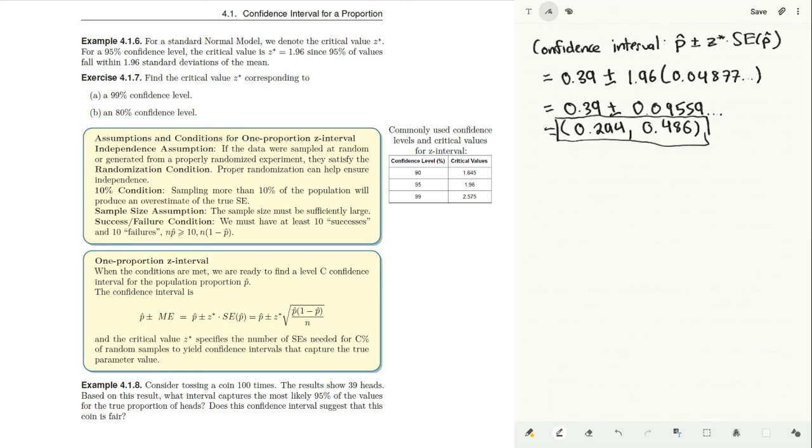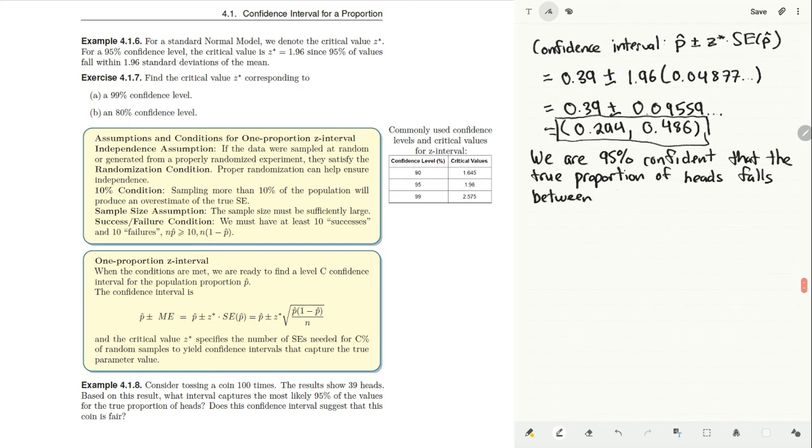Now, whenever we construct a confidence interval, we typically write a statement about our findings. And so what we can say is that we are 95% confident that the true proportion of heads falls between 0.294 and 0.486.